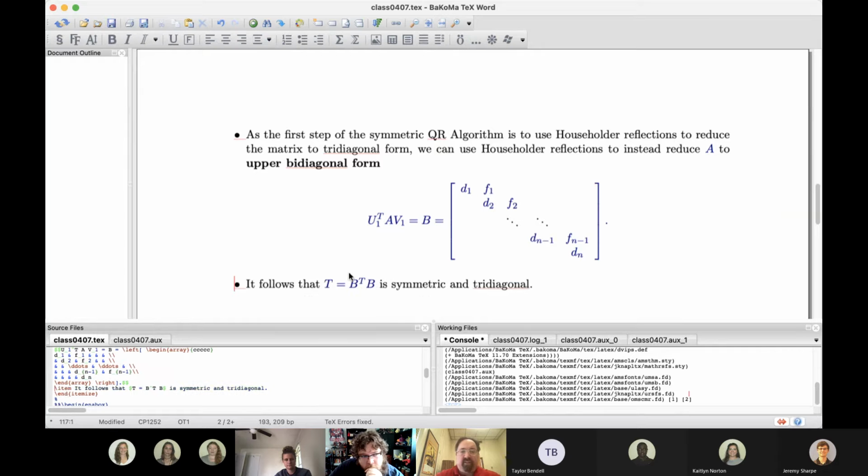Now, if we look at B transpose B, that is symmetric, and it's also tridiagonal because of B being bidiagonal. So the reason why we're doing this is, well, okay, someone tell me, in the symmetric QR algorithm, what is the very first thing that is done to the matrix A?